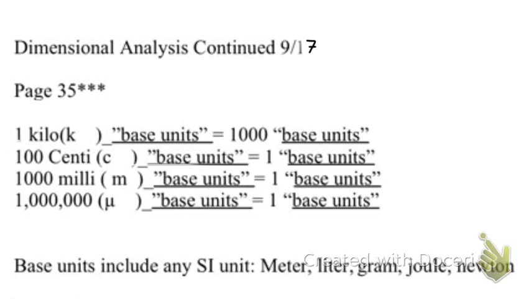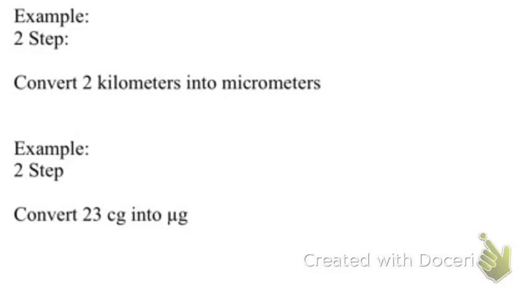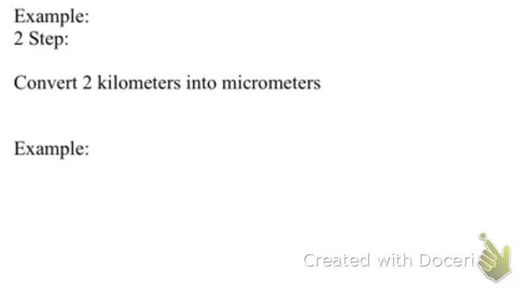Alright, moving along. So now we're going to work some problems. So convert 2 kilometers to micrometers. So we know we're going from kilometers to micrometers, so that's kind of our map right there. We'll start with our lonely number out front, 2 kilometers. Now I'll open up some parentheses. The only way to cancel out kilometers is by putting kilometers on the bottom, so that's just where they'll go.